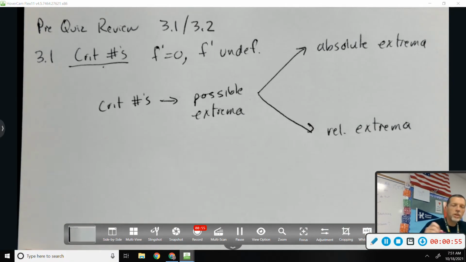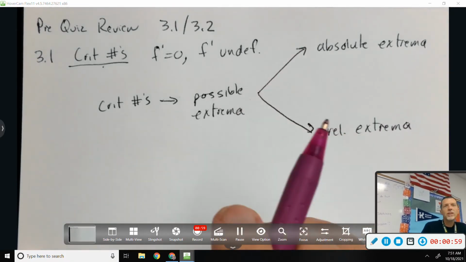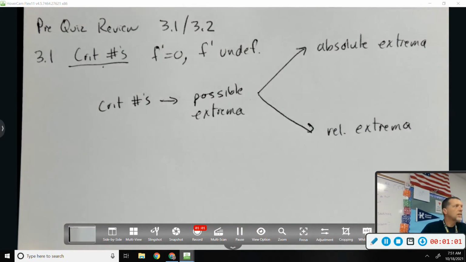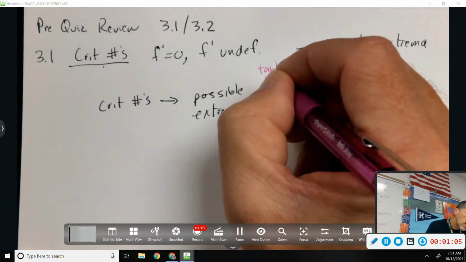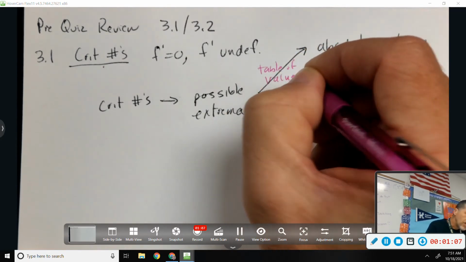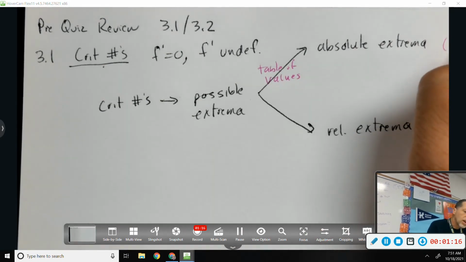Now, what did we use to find absolute extrema? How did we take this top route? Table of values. And then you just pick off the highest y value is the max, the lowest y value is the min. That path was 3.1, so that's on the quiz.